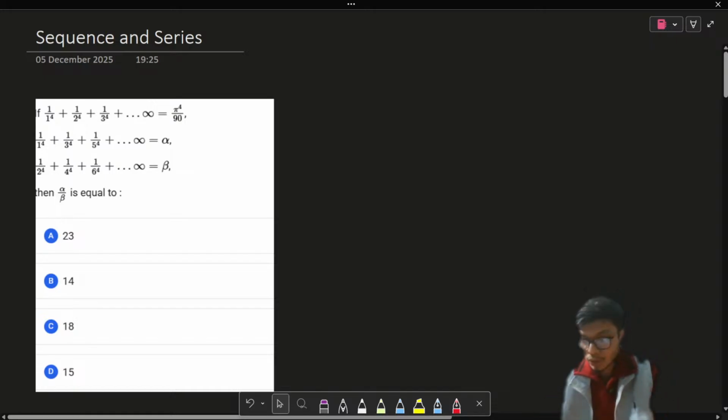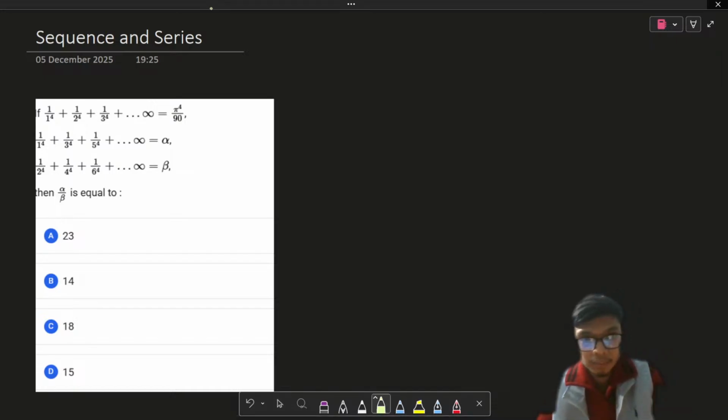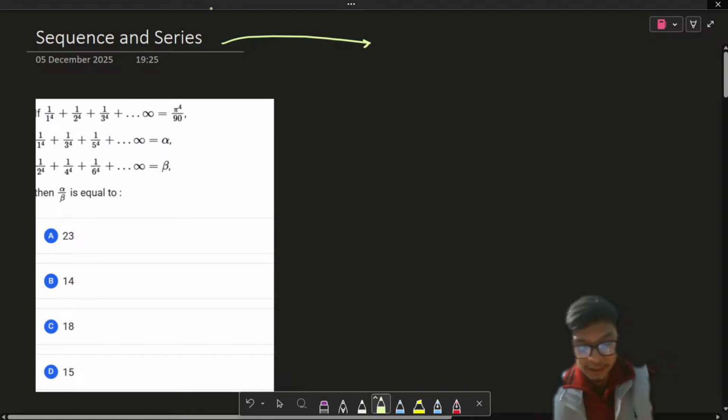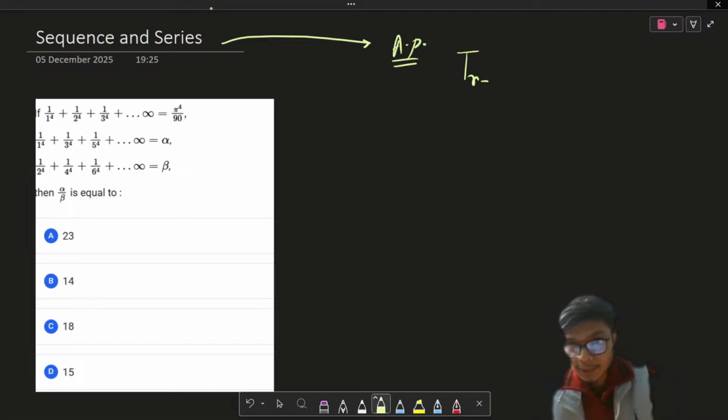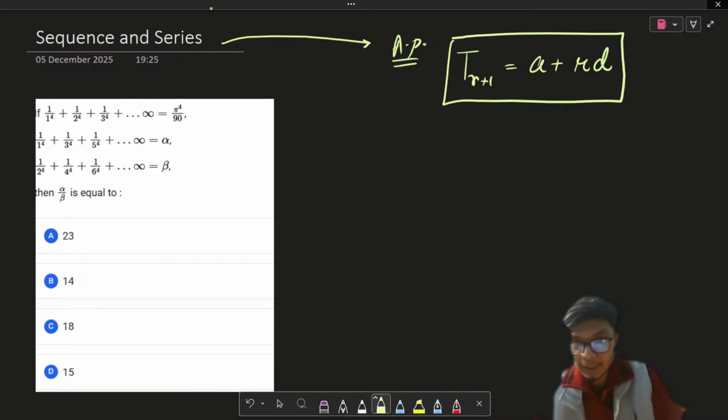So in sequence series, the most important thing to analyze is the understanding of the progressions, starting with arithmetic progression, where each term is given as a plus r times d, where d is the common difference and a is the first term. Okay, so this is how we write the r plus 1 term of an AP.